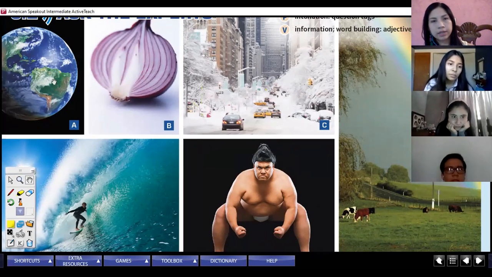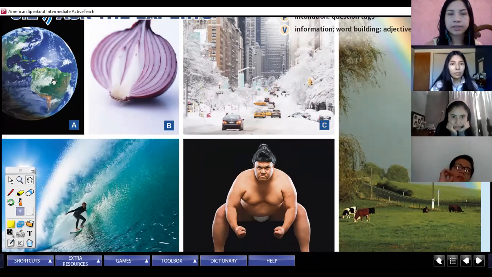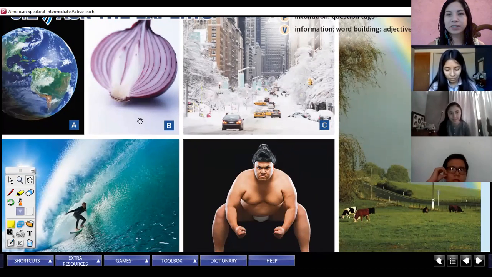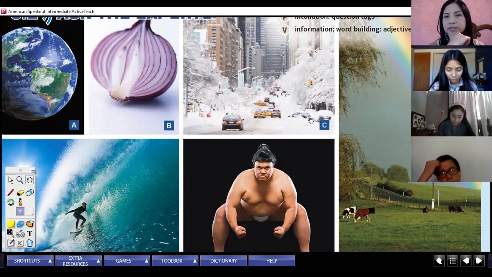The earth. And in letter B, what is that? It's a vegetable. An onion. Onion. Letter C, a city. Which city is that? There is snow. It's snowy.